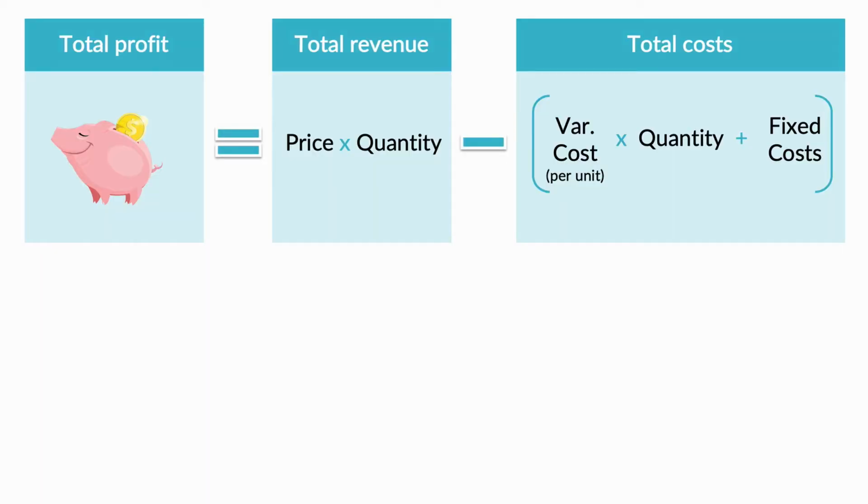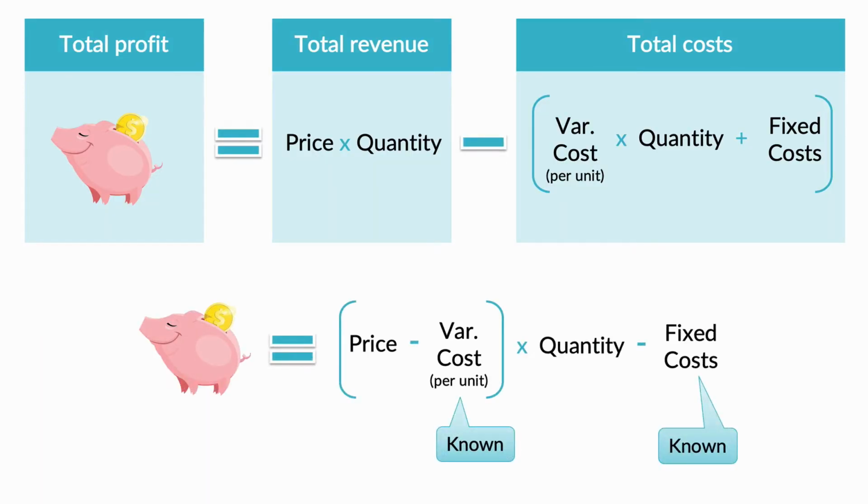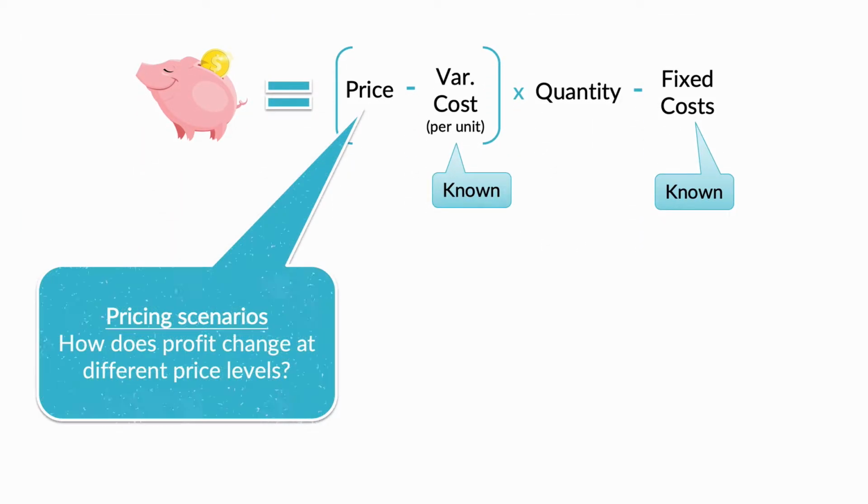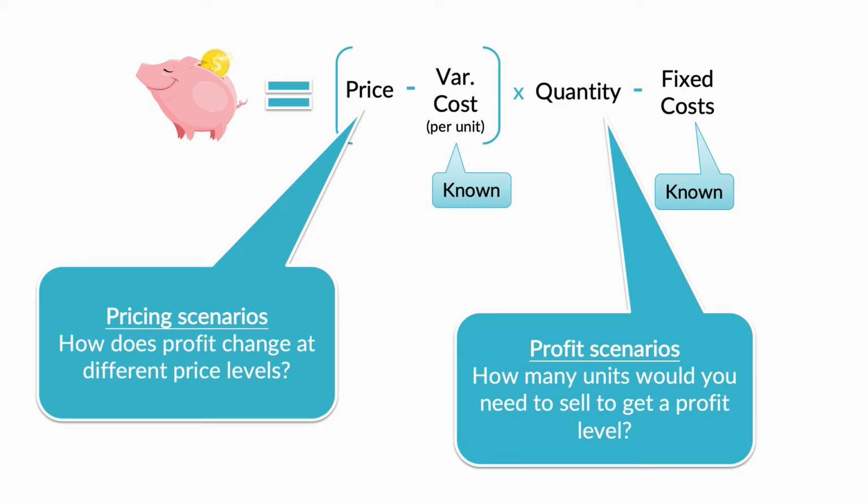Anyway, if we simplify that equation further, we see that our profit is equal to selling price minus variable cost per unit, also known as contribution margin, times the number of units sold, minus total fixed costs. Since we know our costs, we can use this simple equation to build scenarios considering different target profits, target sales price, and target sales volume scenarios and how they affect each other.